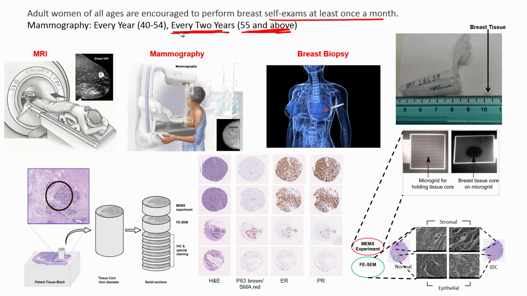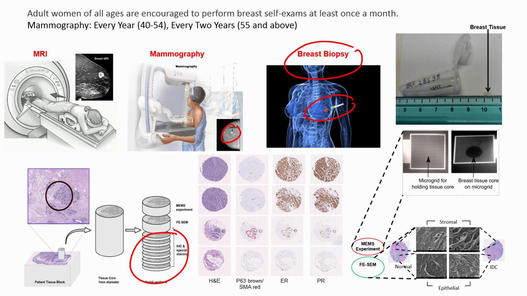If you talk about MRI, you can see that there is a lump here. If you go about mammography, again you can see a lump here. When this kind of suspected region is identified, a patient has to go for breast biopsy. A biopsy needle is used to take out the tissue, and that tissue is sliced with the help of a microtome, and these slices are used for immunohistochemistry and spatial staining. There is P63 brown and SMA red. I said SMA green earlier, just ignore that: SMA red and P63 brown, while ER is estrogen, PR is progesterone, and HER2. So, these are the staining methods to understand whether there is cancer or not.